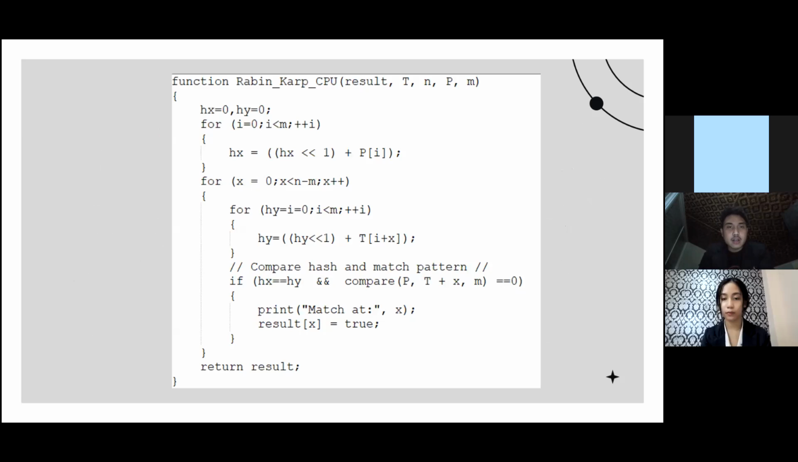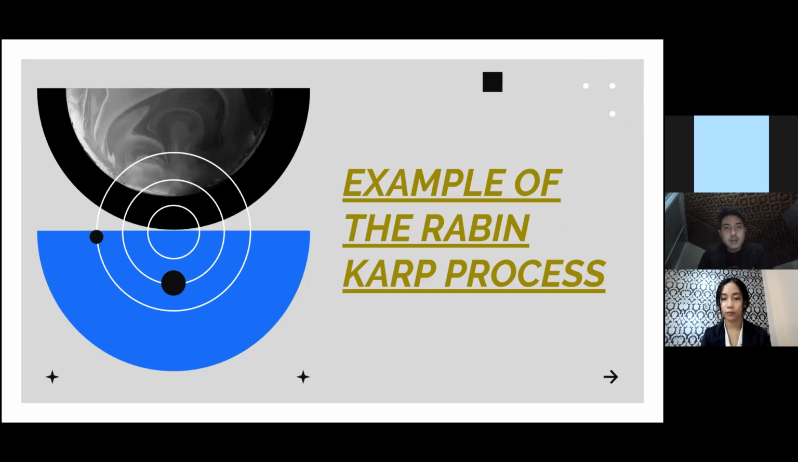And here's the example of the pseudocode of the Rabin-Karp algorithm. There is HX and HY. There are two different documents that we are going to compare. You can see it. And here's the example of the Rabin-Karp process.